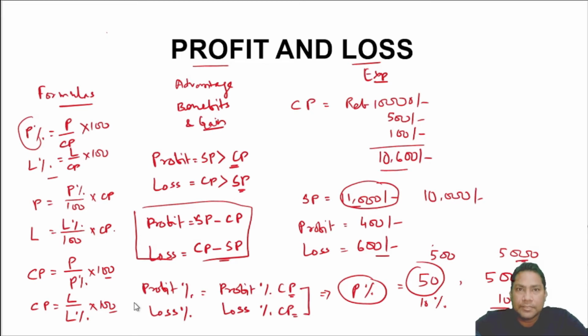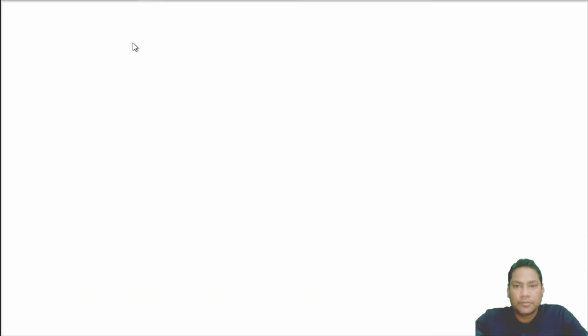Next is our selling price. How to calculate the selling price of the item? What is the formula for the calculation of selling price? It is cost price plus profit or gain.